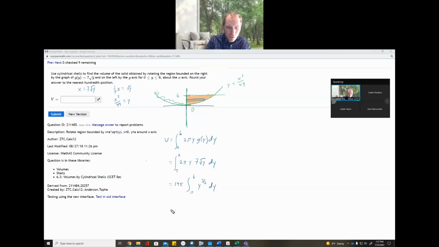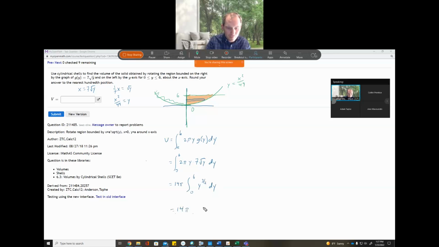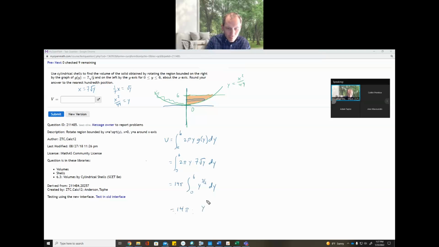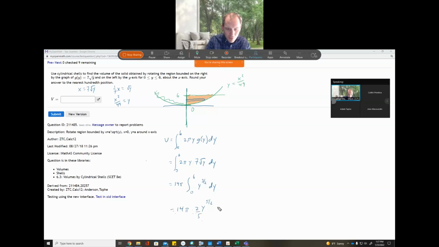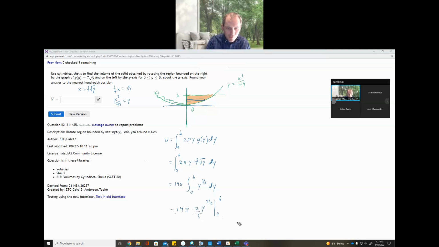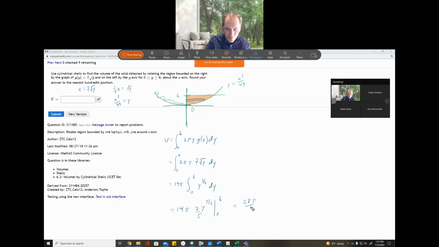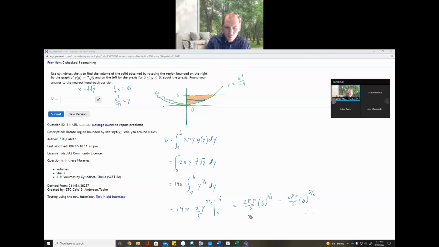And now this we can integrate. I add 1 to the power. Divide by 5/2, which is the same as multiplying by 2/5. So we have 28 pi over 5 times 6 to the 5/2 minus 28 pi over 5 times 0. And so then that's our answer.